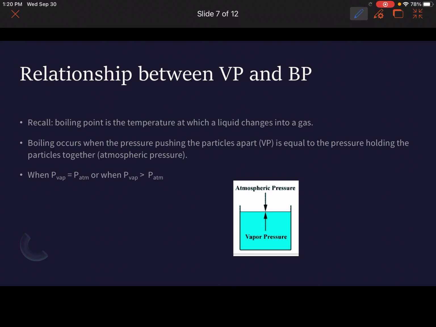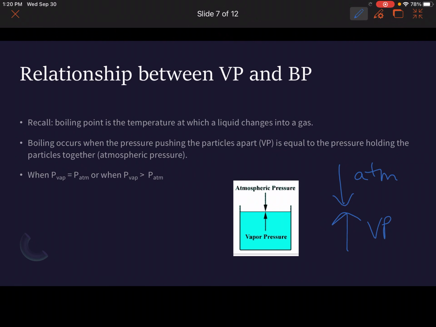So remember, vapor pressure you can think of as a force going up. It's not a force, but I know that's physics terminology, but think of it as moving upwards. So the particles want to become a gas. The pressure holding it together is the atmosphere, okay? So this is vapor pressure and this is the atmospheric pressure pushing down on it.